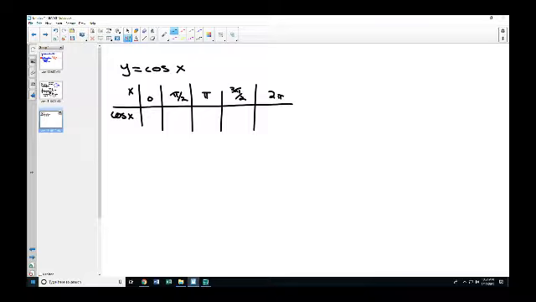Periodic functions follow patterns. Again, the goal is to get this memorized, like the unit circle, have it memorized.